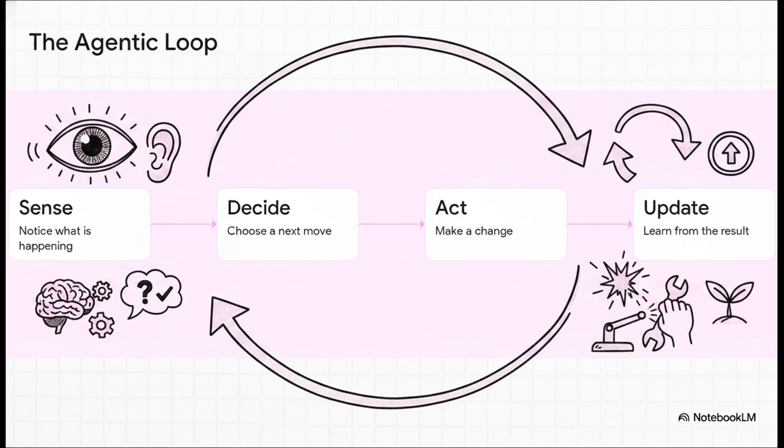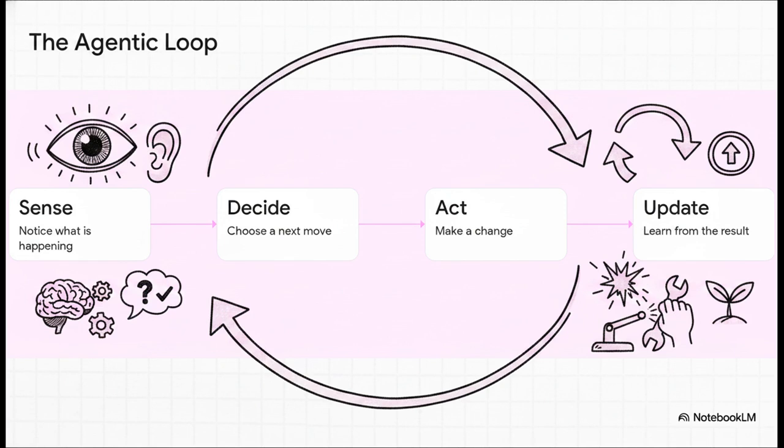Well, we give it a loop. And this loop proves that these agents aren't magic at all. They are just highly logical. Step 1, they sense. They notice what is happening. Step 2, they decide. They choose a move based on their specific goal. Step 3, they act, creating a physical or digital change in the world.